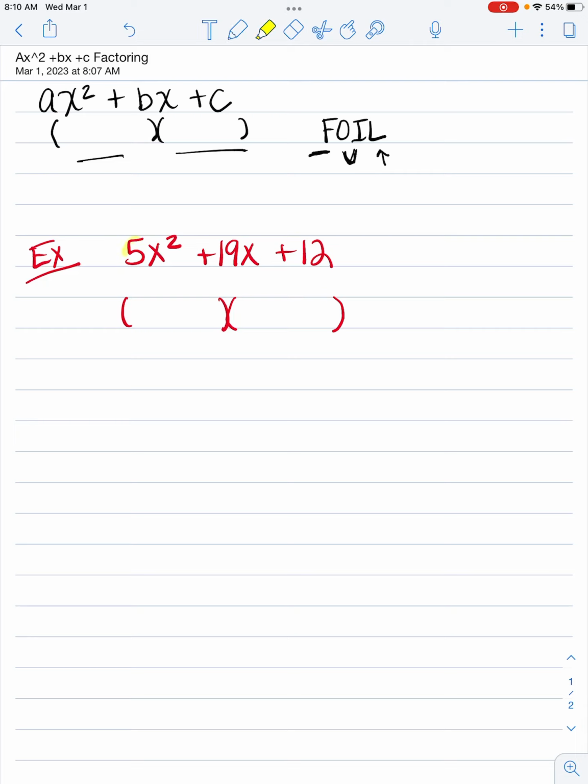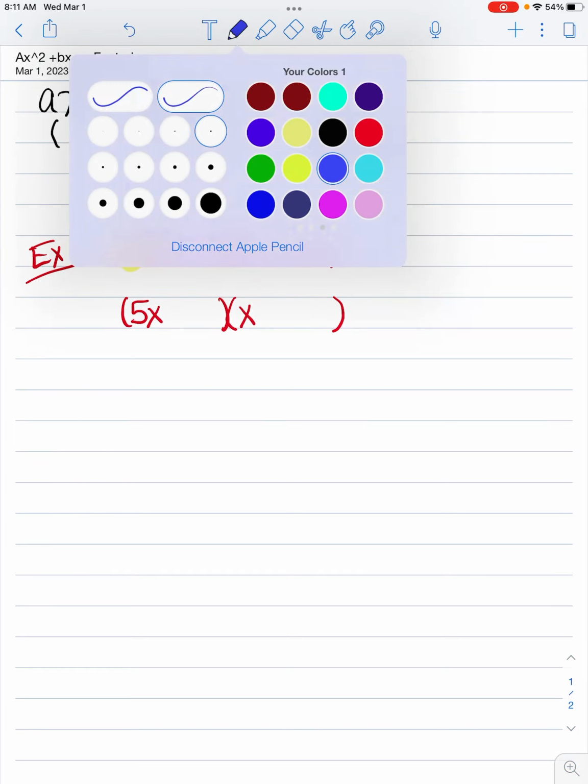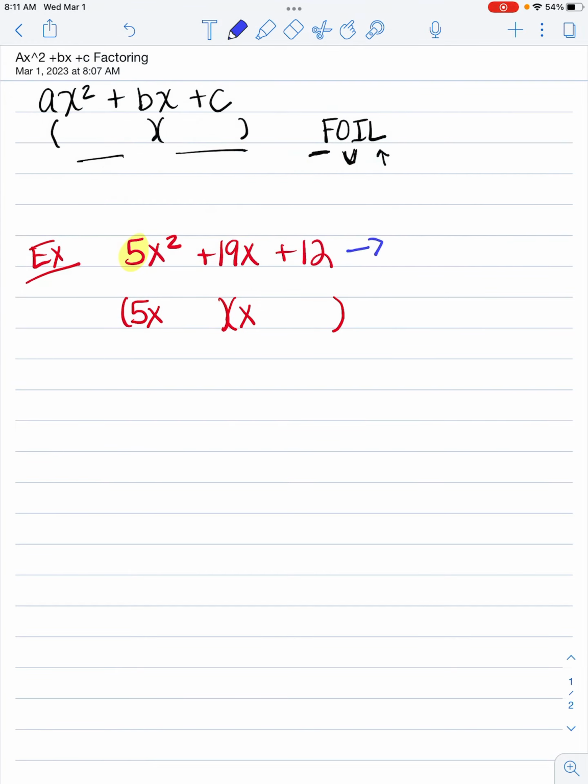This particular one is kind of nice because 5 is a prime number. It only has 2 factors, right? So I know that one of these has to be a 5x and one of these has to be a 1x. That's the only way I can multiply it together and get 5x squared. So that's kind of nice. We do like prime numbers. Prime numbers are great. However, we have 12. 12 has a different set of factors, right? We have 1 and 12. We have 2 and 6. And of course we have 3 and 4. Those are the different sets of the factors of 12.